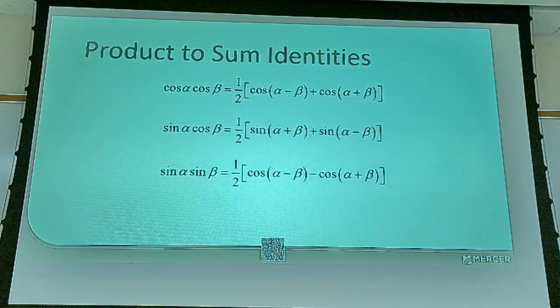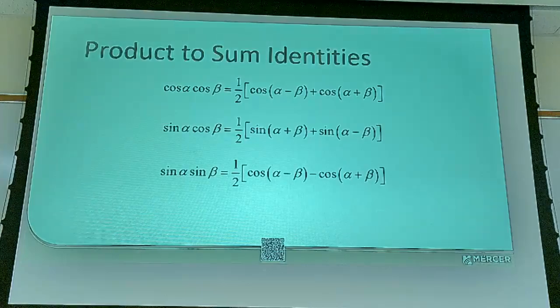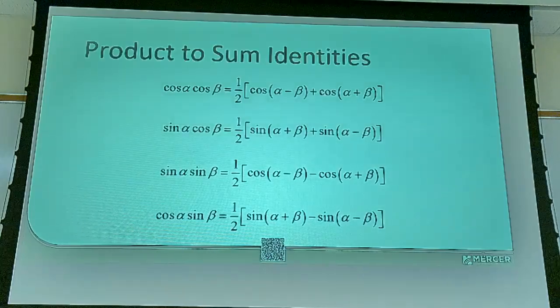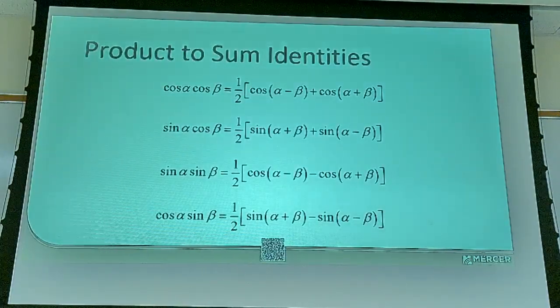Sine of alpha times sine of beta, half the quantity cosine of alpha minus beta minus cosine of alpha plus beta. Finally, cosine of alpha times sine of beta, half the quantity sine of alpha plus beta minus sine of alpha minus beta. These identities are used in calculus.